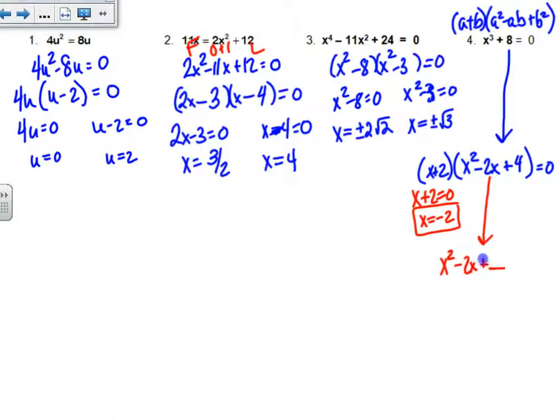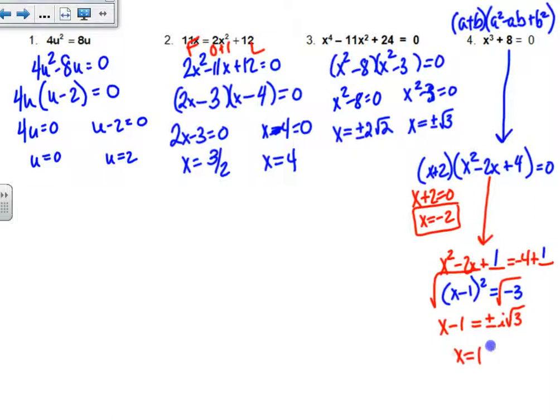I'm going to leave a blank. I'm going to subtract the 4 and leave a blank. Half of negative 2 is negative 1, squared is 1. And that gives me x minus 1 squared equals negative 3. Now if you decided to solve this through the quadratic formula, you're going to get the same answers. You get x minus 1 equals plus and minus the square root of negative 3. I can pull an i out of that. i squared is a 3. And my final answers are 1 plus and minus i square root of 3.